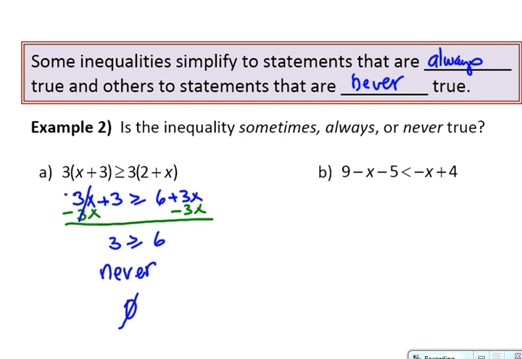B, let's simplify this left side over here, and I can combine 9 and a -5, and I will come up with 4 minus x is less than -x plus 4. Gather my x's together, so plus x cancels. I get 4 is less than 4. True or false? That also is never true. 4 is equal to 4, but 4 is not less than 4. So this also has an answer of no solution.